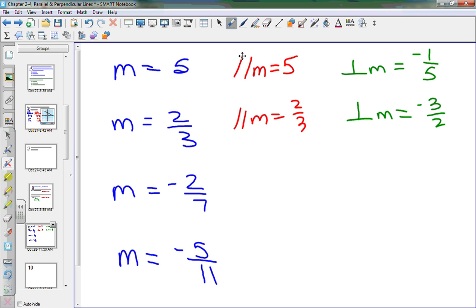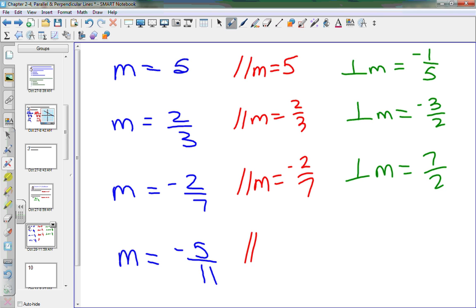What is my parallel slope of -2/7? -2/7. What is my perpendicular slope of -2/7? +7/2. Very good. What's my parallel slope of -5/11? -5/11. And what's my perpendicular slope? +11/5. Do we all understand how to find parallel or perpendicular slopes given a slope? Yes? Are we good?